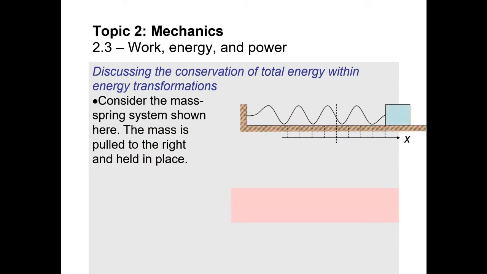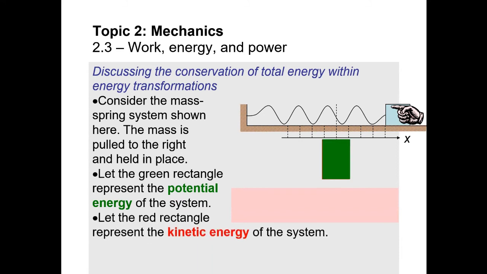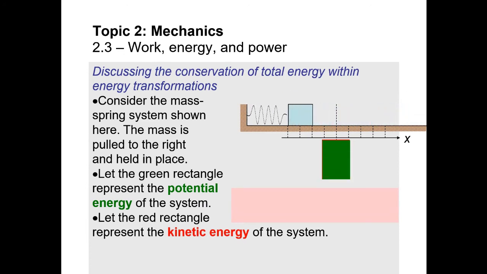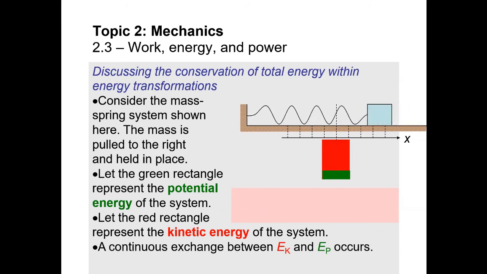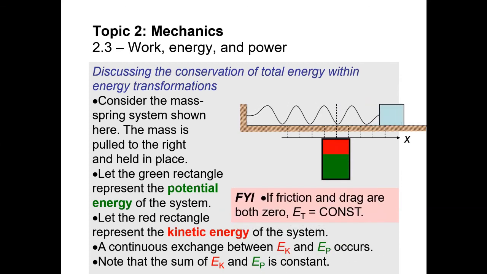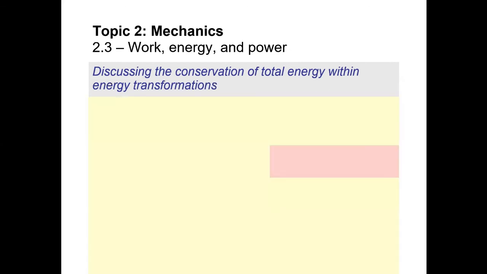Consider the mass spring system shown here. The mass is pulled to the right and held in place. Let the green rectangle represent the potential energy of the system. Let the red rectangle represent the kinetic energy of the system. Then kinetic energy and potential energy are converted. A continuous exchange between kinetic and potential energy occurs. Note that the sum of the Ek and Ep is a constant, the black rectangle. If the friction and drag are both 0, total energy is constant. So Ek plus Ep equals Et, which is constant.